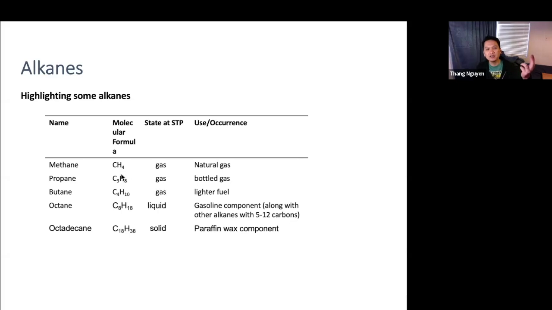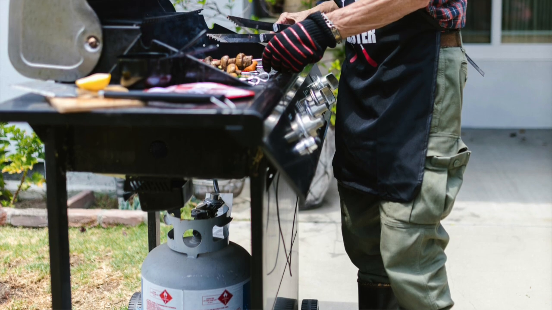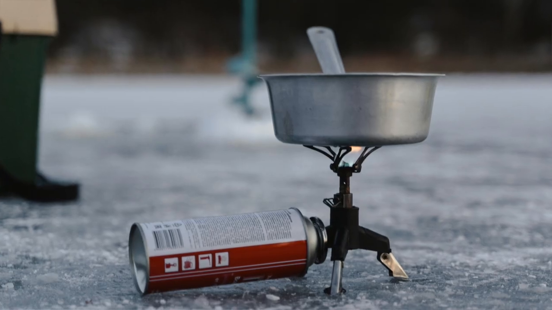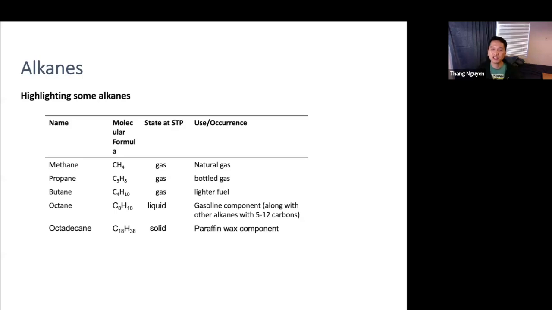Okay, let's move on to now having 3 carbons. When you're at 3 carbons, you're propane. And this is the kind of gas you buy at the gas station. You know, like for barbecue, you have this gas tank and you fill it up at the gas station. That's propane, right? It's also a gas. That's why you have to hold it in a pressurized container. And then the next one is butane with 4 carbons. Again, it's still a gas.